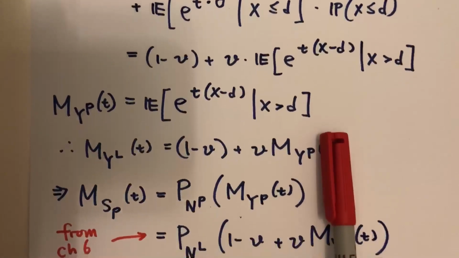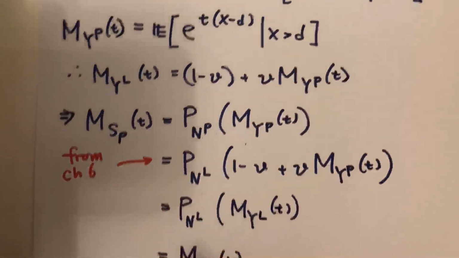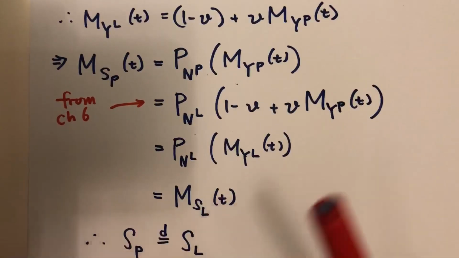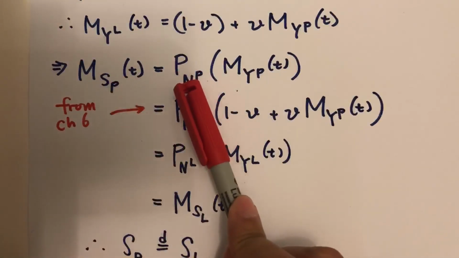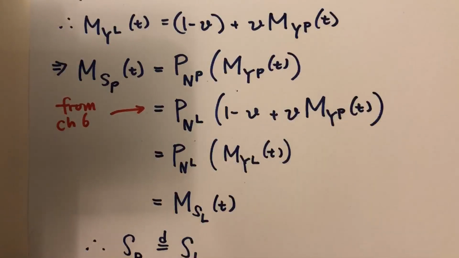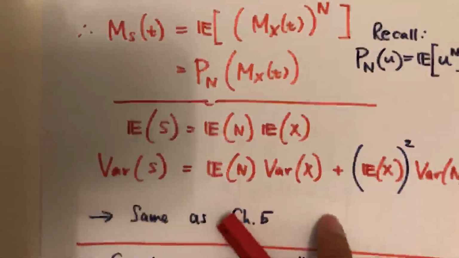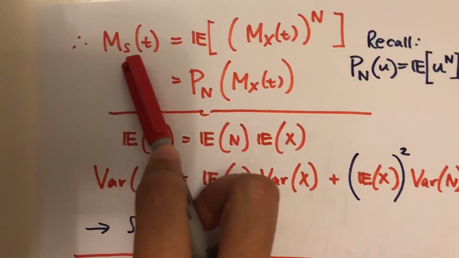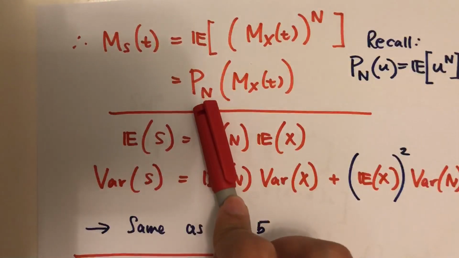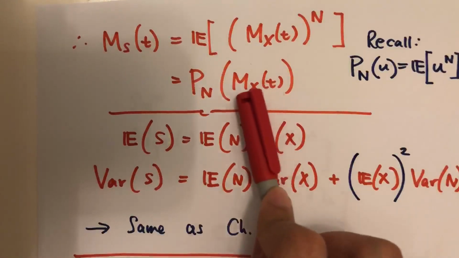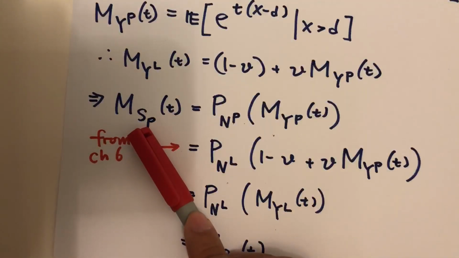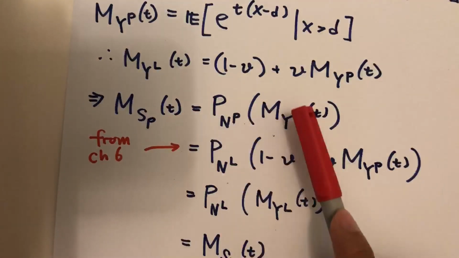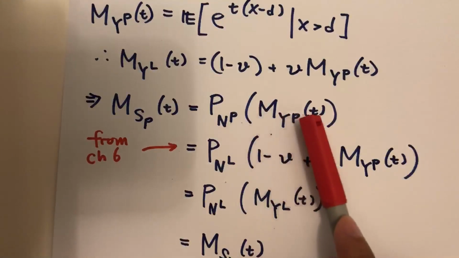And now we can use our formula for the MGF of the compound sum. Okay, so now the MGF of S^P by our formula. Okay, so the formula here. The MGF of the aggregate sum is the PGF of N evaluated at the MGF of X. Okay, so we use this formula, apply to S^P. Okay, so it will be the PGF of N^P evaluated at the MGF of Y^P.